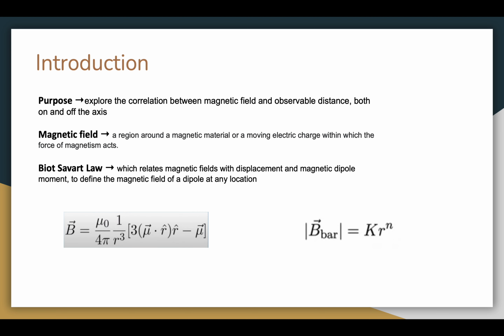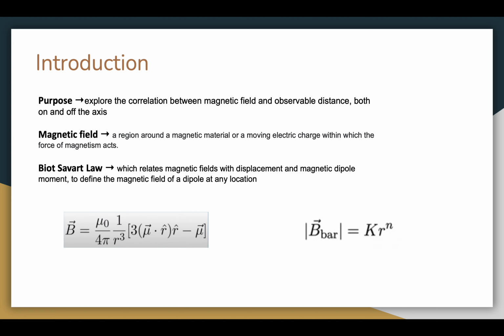computationally. The central physical model used in this lab is the magnetic field, which is a region around a magnetic material or a moving electric charge within which the force of magnetism acts. A function of the magnetic dipole moment, which points from the north to the south pole, and the observation vector, as expressed in the law, is used to express the field.